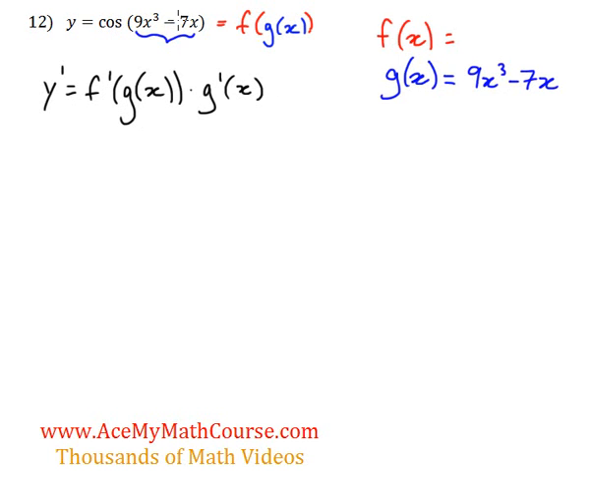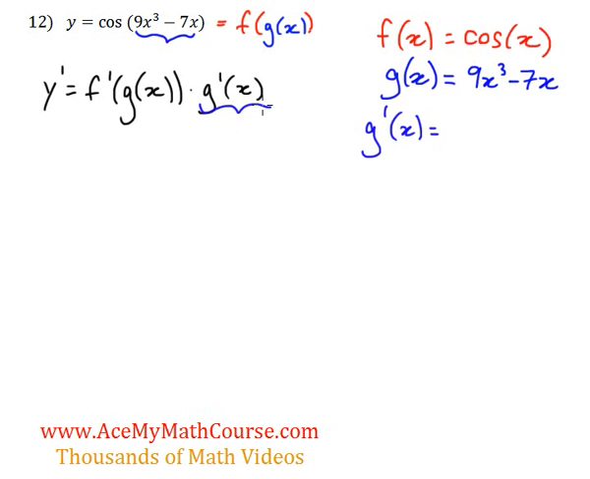Fantastic. What about our outside function? Well, this is f of g of x. We're interested in f of x for now. Right, so we're just going to visualize this as an x, and we have just cos of x as the outside function.